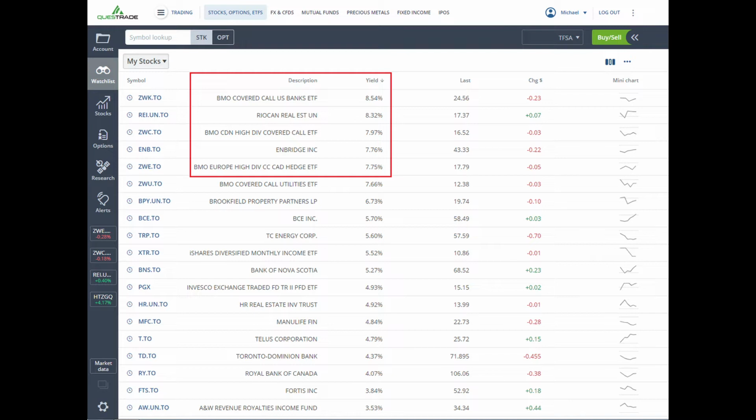I like the diversity that those ETFs bring, giving me slight exposure into the US and European market. So my plan was to put $10,000 in the top 4 yielding stocks, and with the dividends those 4 give me, I'll reinvest into BMO Europe until that's up to around $10,000.